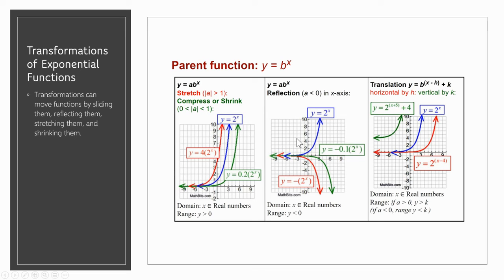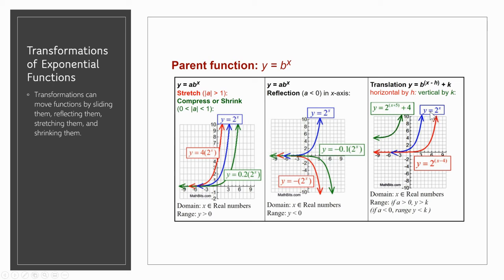And if you look here at the second one, it flips it over. And you look here, you have 2 to the x, then you have a negative 0.1 in front of it, you have a negative in front of it, and that's what flips it over. All right. And then now this is where, on this third one, you translate it. That's when you start moving it around.